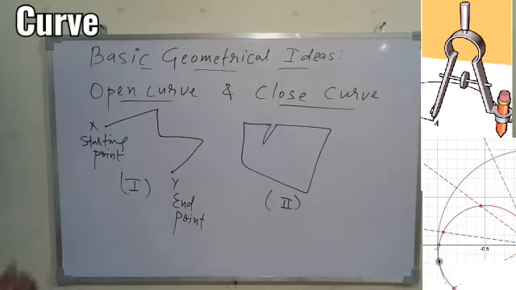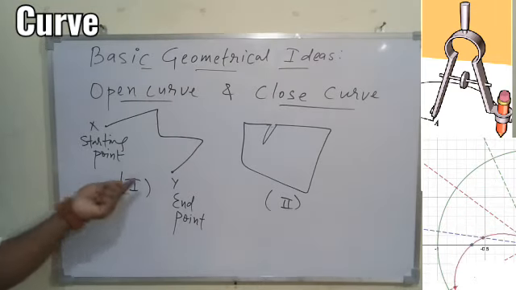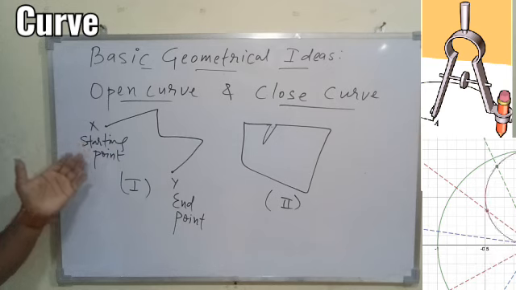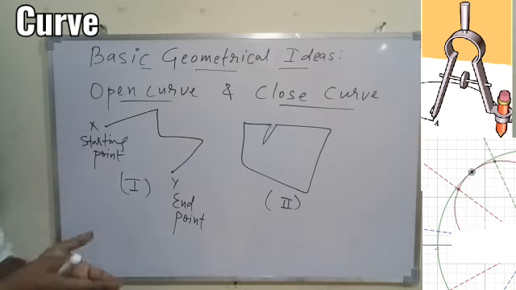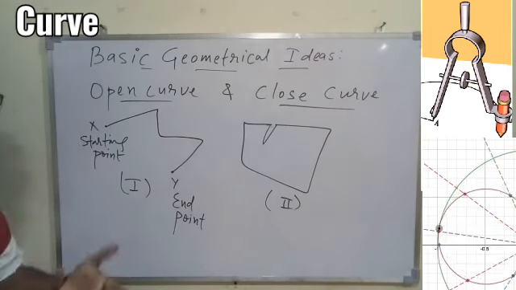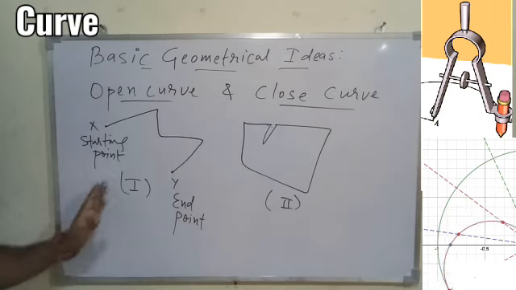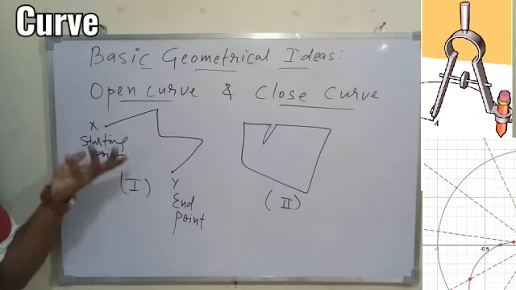So I am repeating again, if a curve has a starting and end point such that the two different points do not come together, do not intersect, do not meet, and do not coincide with each other, such a curve is given the name open curve. So you can see this is quite open.